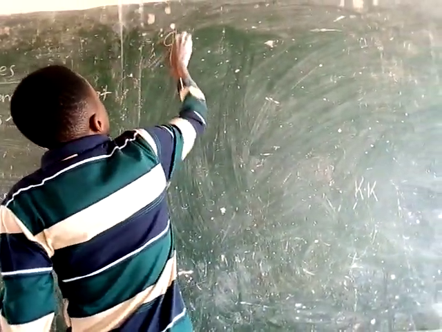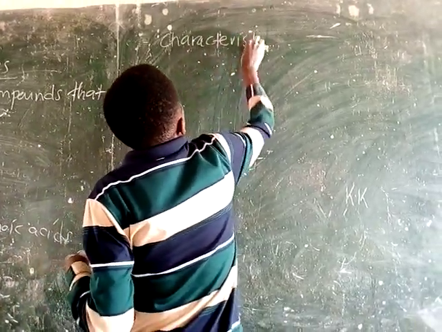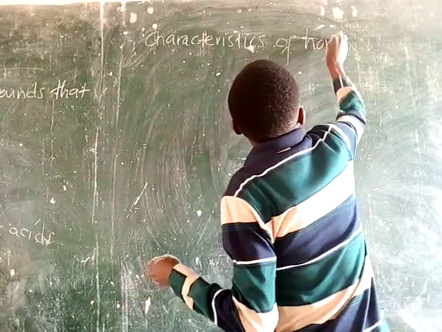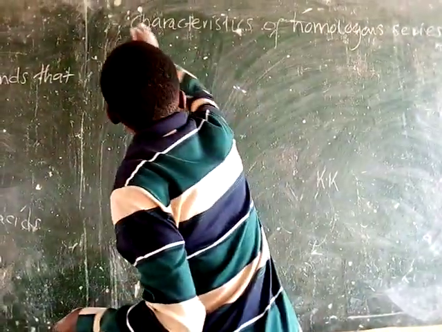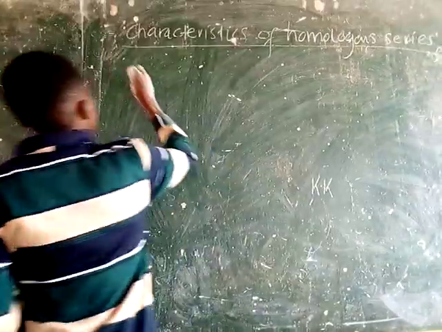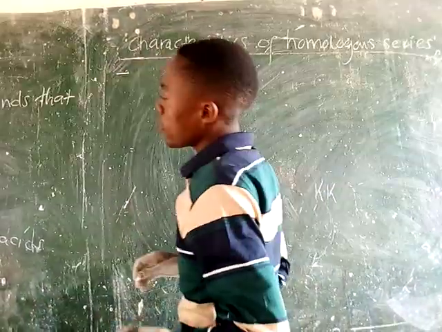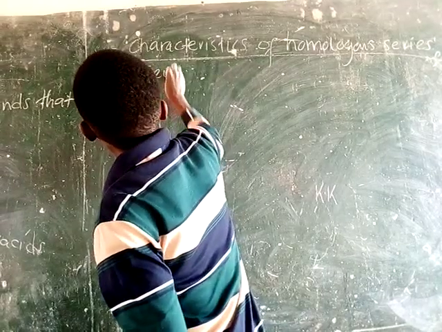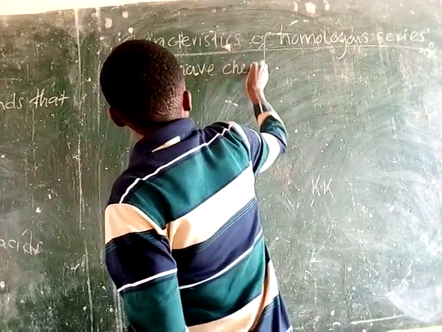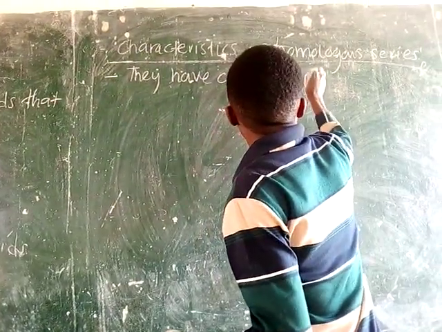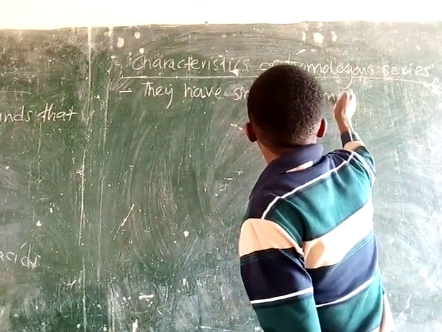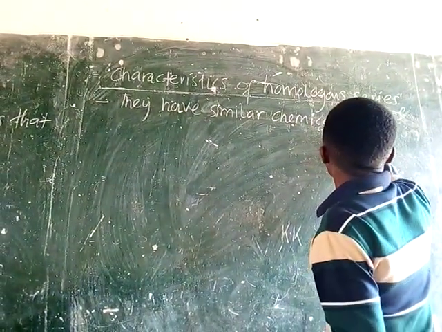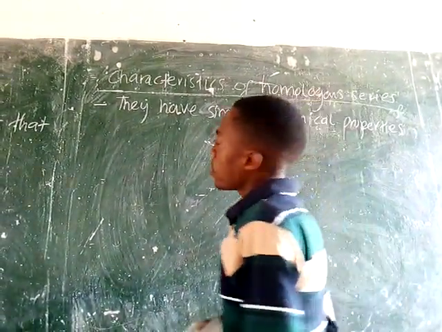To begin with, let's look at the characteristics of homologous series. Characteristics of homologous series or properties of homologous series is one and the same. One of the properties of homologous series is that they have similar chemical properties. So they undergo similar chemical reactions.